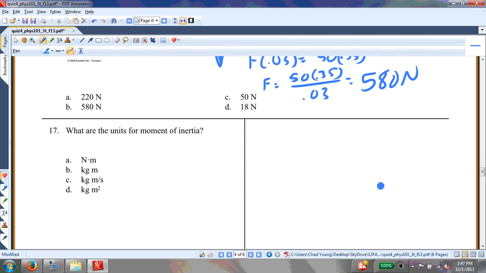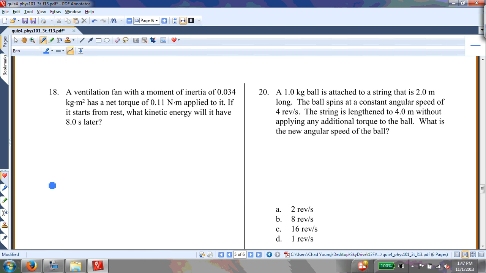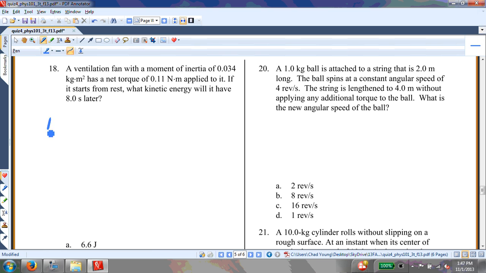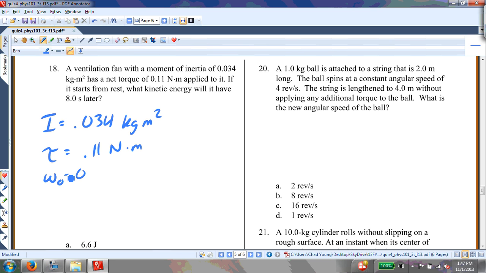Number 17, what are the units of moment of inertia? Well, a moment of inertia is mr squared, so that's kilogram meter squared. Ventilation fan has a moment of inertia of 0.034, the torque is 0.11 Newton meters. Starts from rest, omega naught equals 0. What kinetic energy will it have 8 seconds later? And the kinetic energy equals 1/2 I omega squared. So I need to know what omega is. To do that, I first need to find alpha.